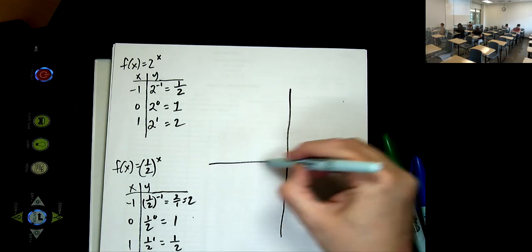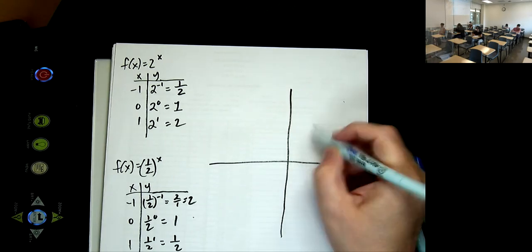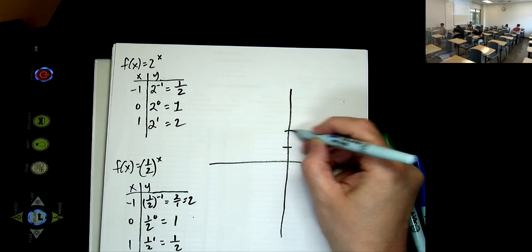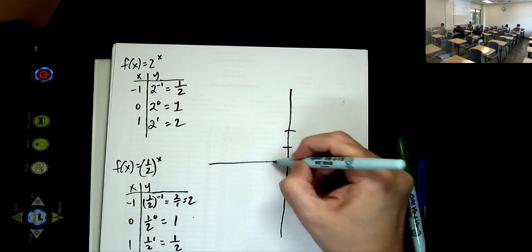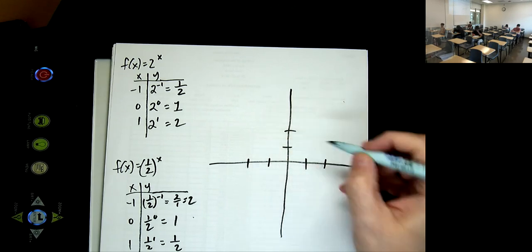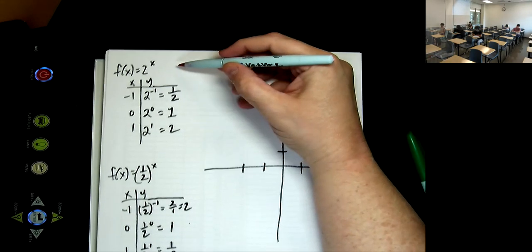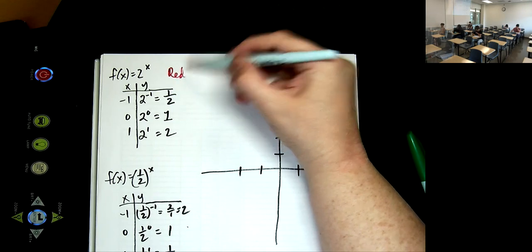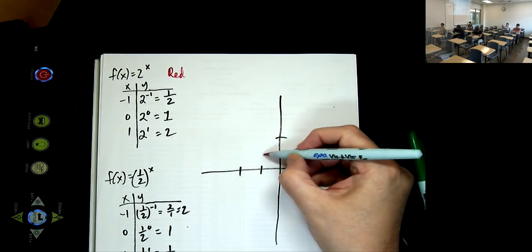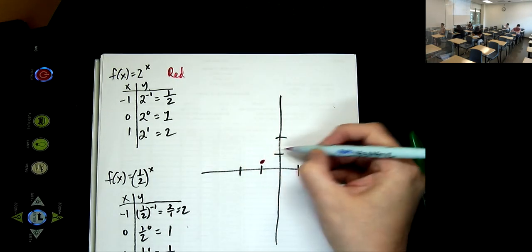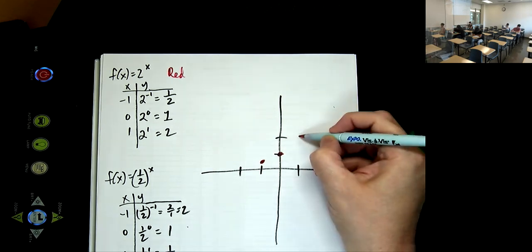I'm going to draw my same graph. So 2 to the x will be in red. We've got -1, 1/2, 0, 1, and 1, 2.